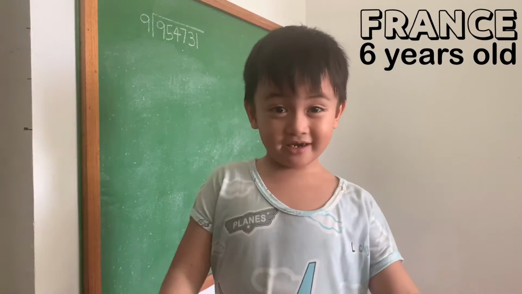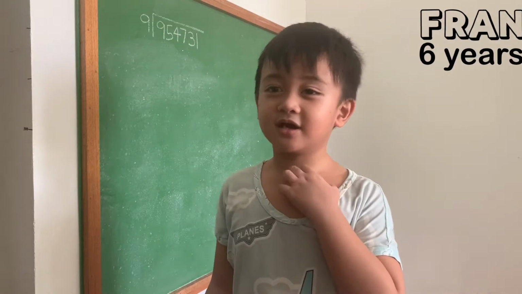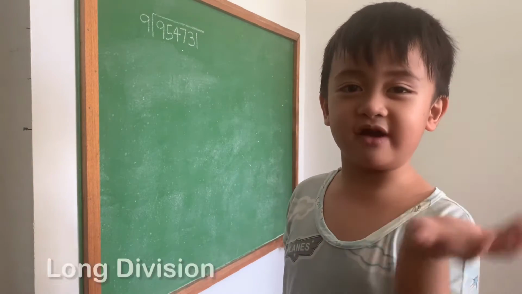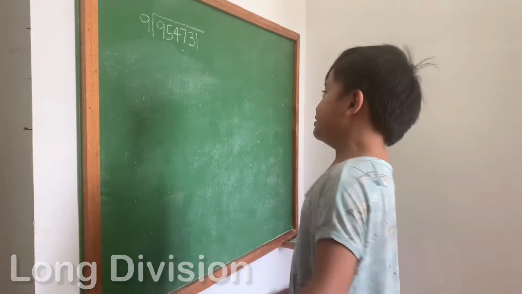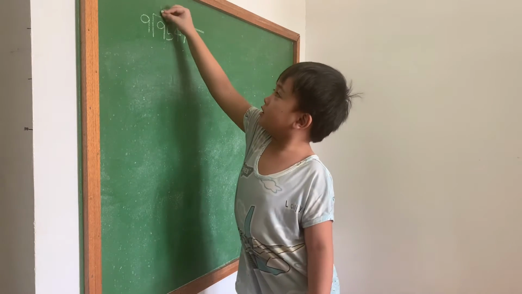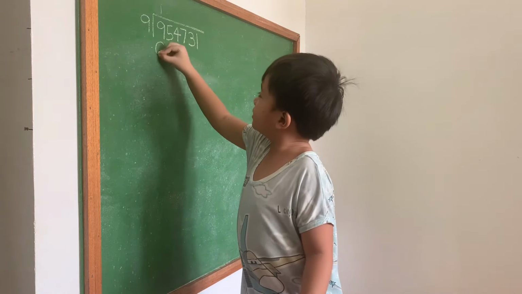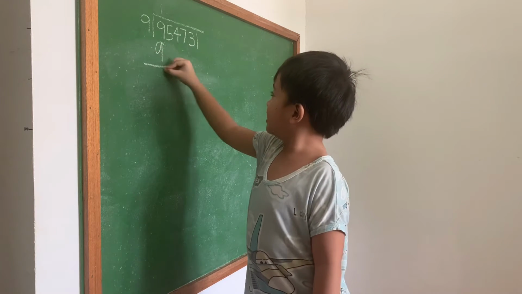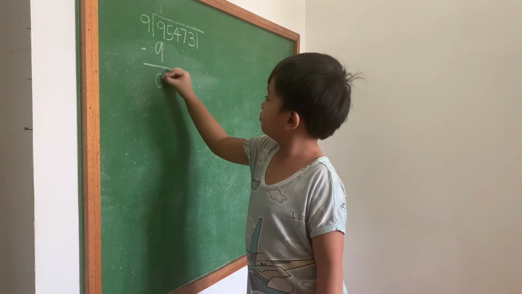So today I'm gonna teach you how to divide. So first, 9 divided by 9 equals 1. 1 times 9 equals 9. 9 minus 9 equals 0.